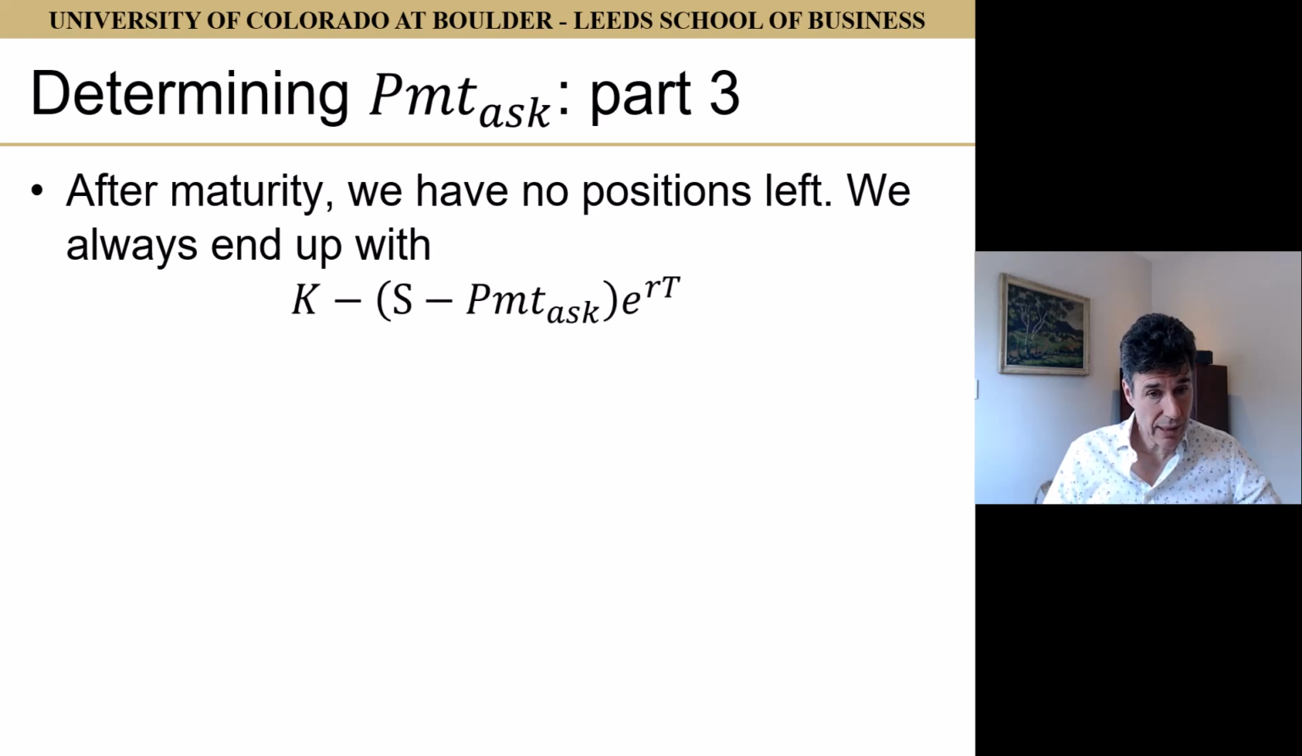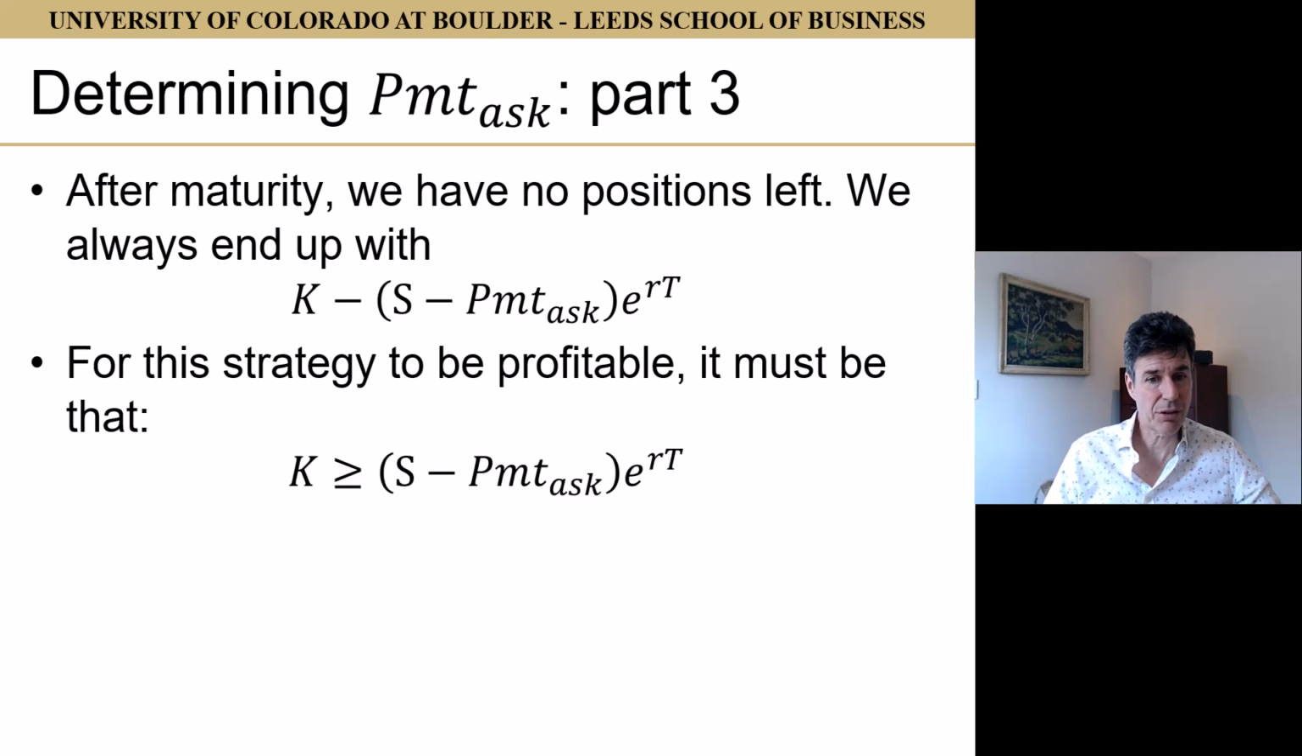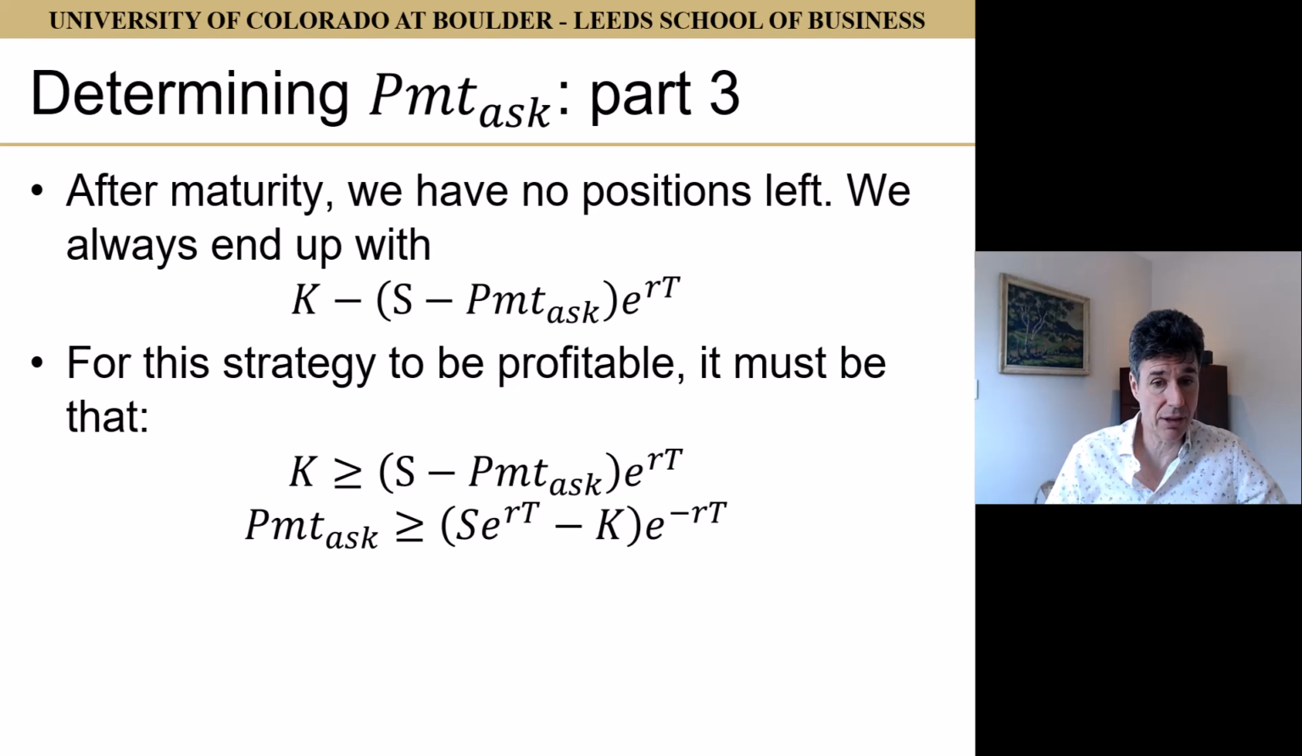And we always end up with K minus S, K minus the quantity S minus payment ask, e to the RT. For the strategy to be profitable, we need K to be bigger than S minus payment ask, e to the RT. We rearrange this and we see payment ask has to be bigger than or equal to S e to the RT minus K, e to the minus RT.